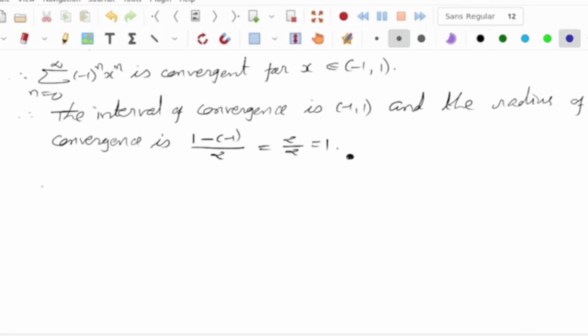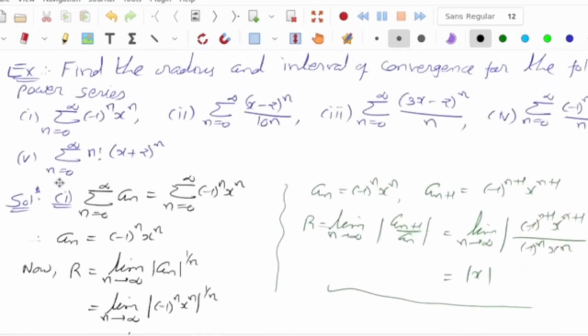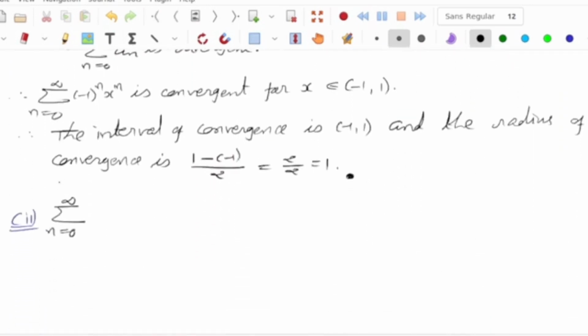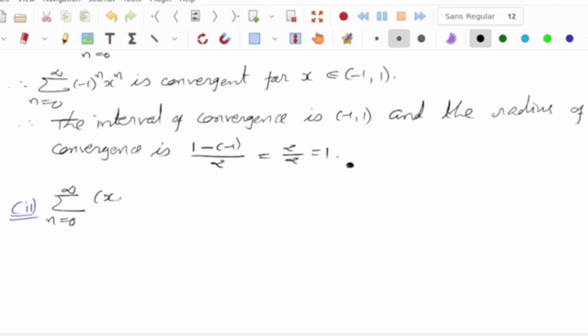Let us go for the next example. Example number 2 is this: summation n equal to 0 to infinity (x minus 2)^n upon 10^n. I am leaving this example on you. You try on this exercise, right, with the root test. I am giving you the hint. The value of r is this: absolute value of x minus 2 upon 10.